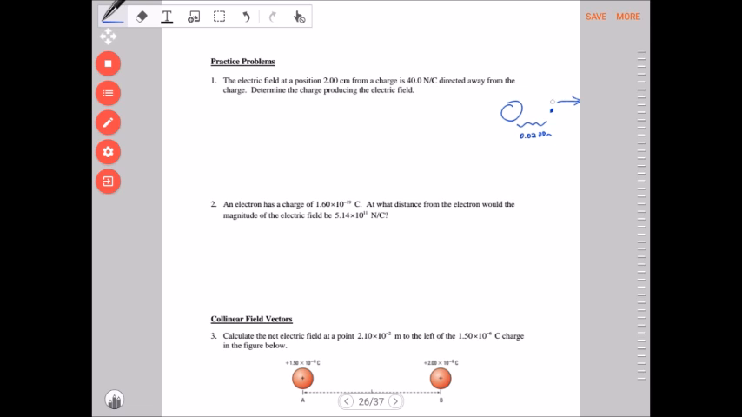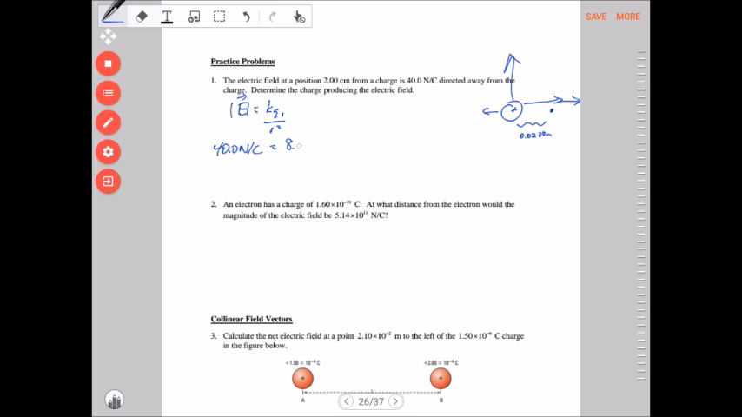Oh, wait a second. If it's going away from the charge, oh, look, that's going to be a positive charge. So whatever my answer is, for the Q, it's going to be positive because the electric field is going away from the charge. All right, so let's figure that out. Okay, so electric field is equal to KQ1 over R squared. All right, so we know that the electric field is 40.0 newtons per coulomb.